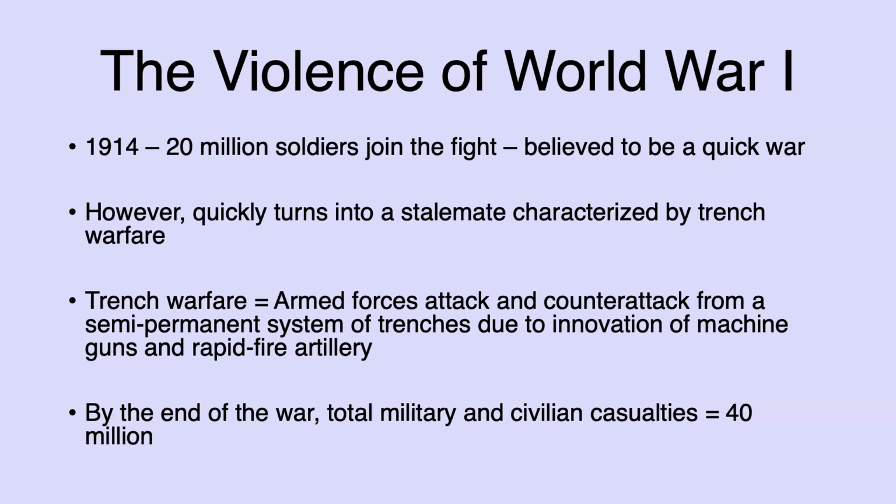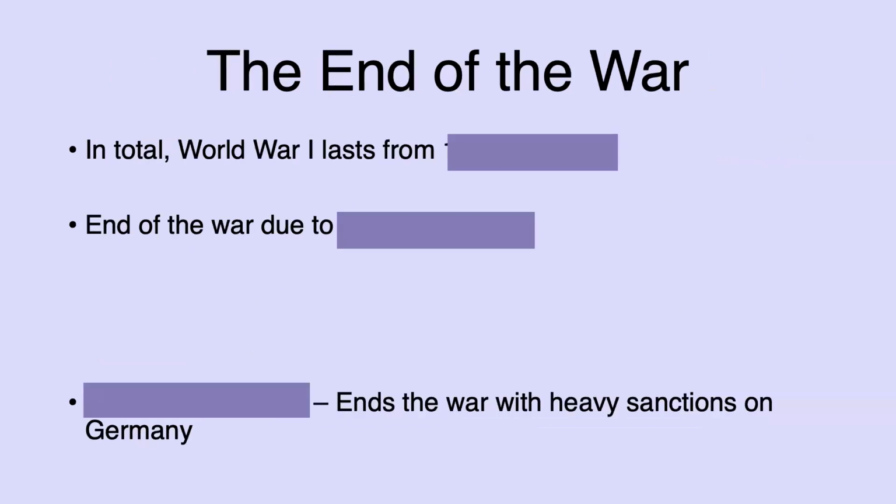By the end of the war, the total military and civilian casualties are going to be 40 million. So it is quite high. And World War I is defined by a high amount of violence. So how does the end of the war come about?